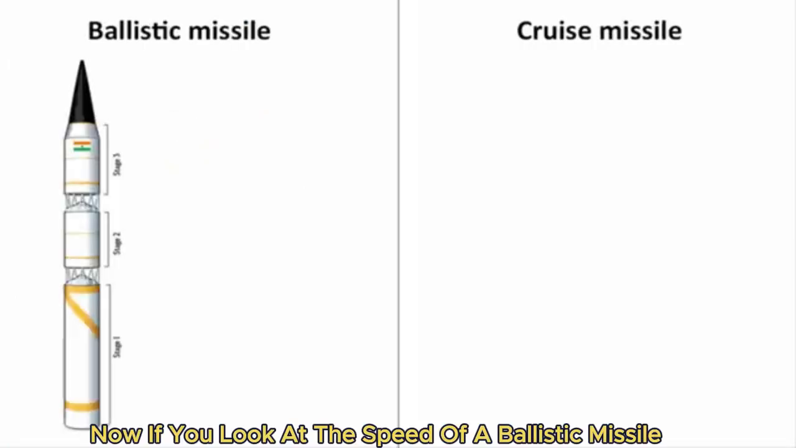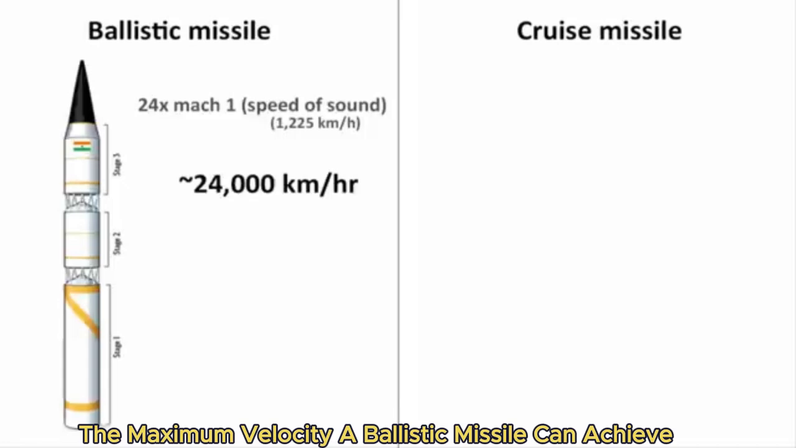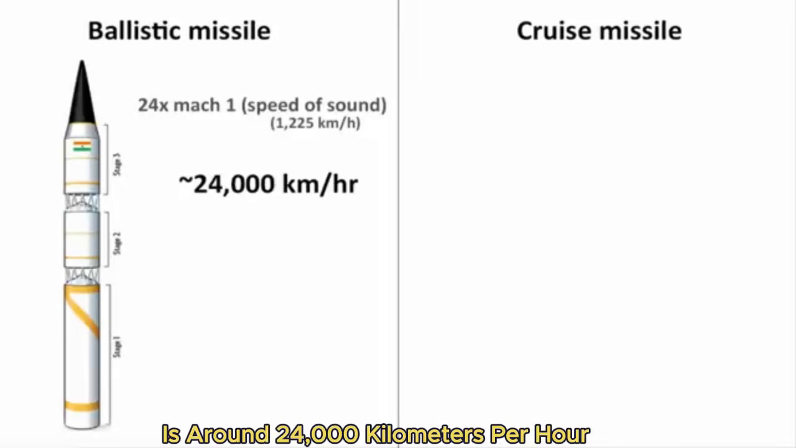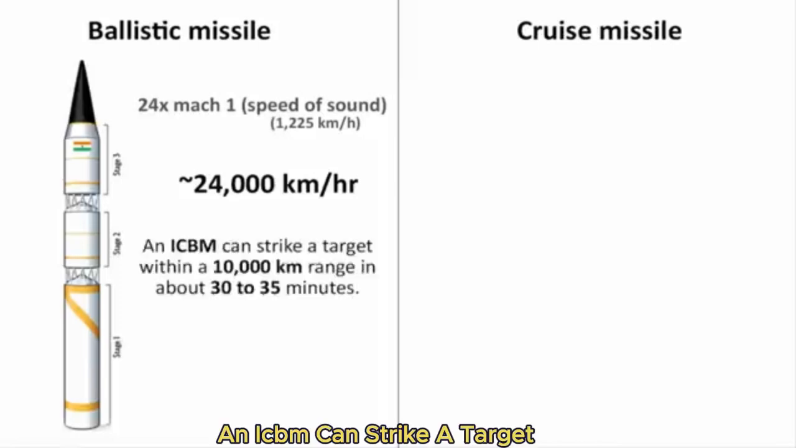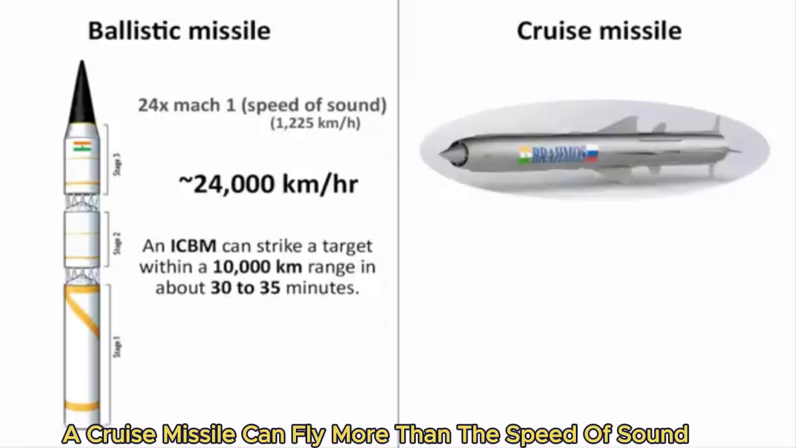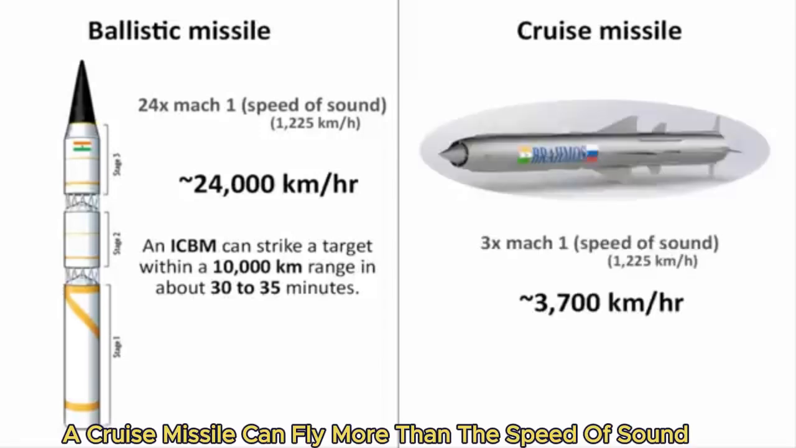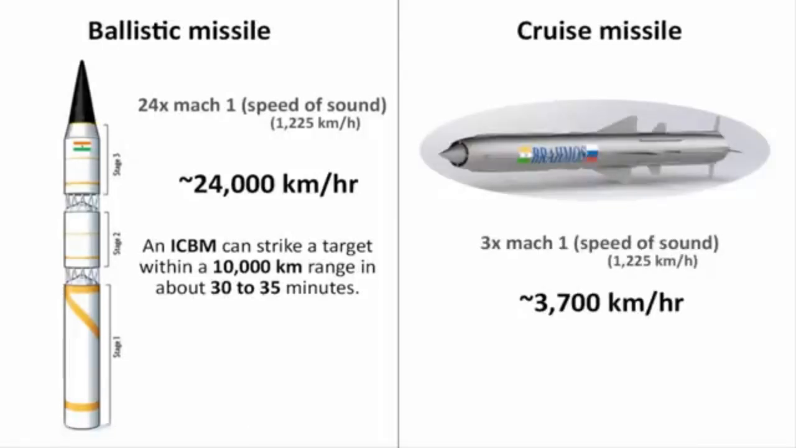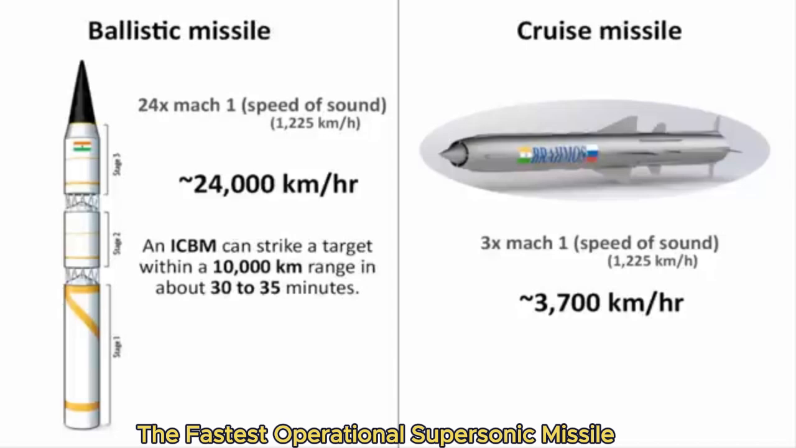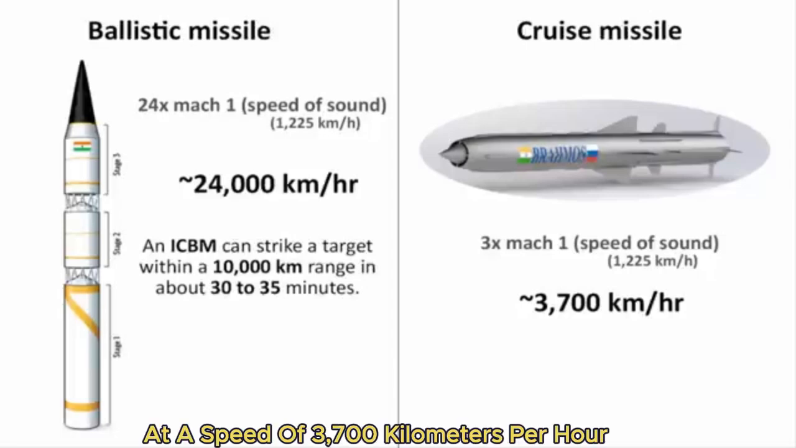Now if you look at the speed of a ballistic missile, the maximum velocity a ballistic missile can achieve is around 24,000 kilometers per hour. I'm giving a rough estimate. An ICBM can strike a target within a 10,000 kilometer range in about 30 to 35 minutes. A cruise missile can fly more than the speed of sound, that is Mach 2, Mach 3. The most well-known supersonic missile is the Indian BrahMos missile. It is currently the fastest operational supersonic missile, capable of flying at a speed of 3,700 kilometers per hour.